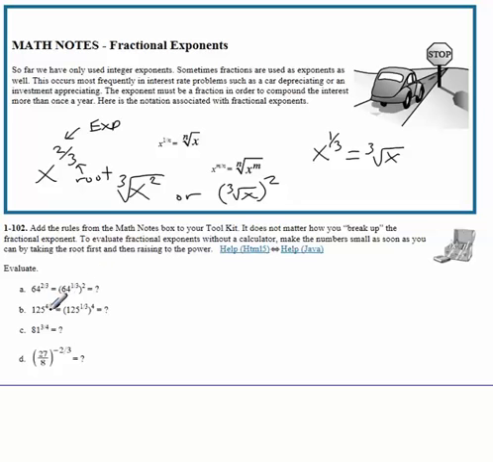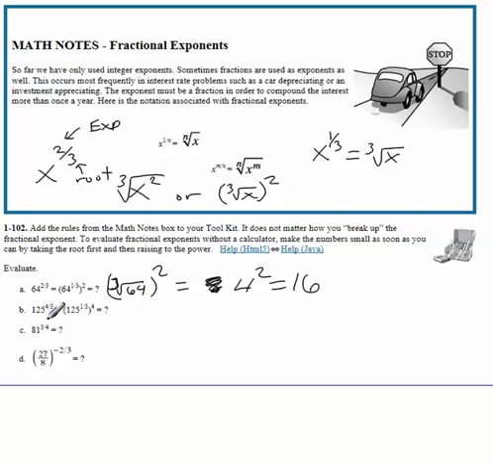So if I've got 64 to the 2/3 power, this is the same as 64 to the 1/3 power raised to the 2nd power, which could be rewritten as the cube root of 64 raised to the 2nd power, which is the same thing as 4 to the 2nd power, which is 16. Because 4 times 4 times 4 is 64.